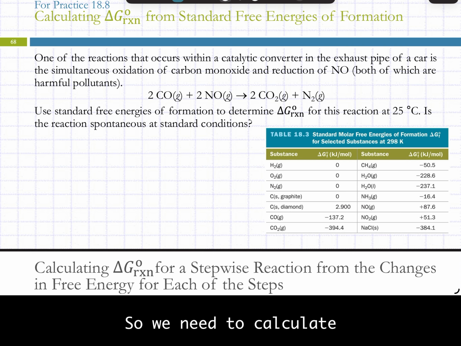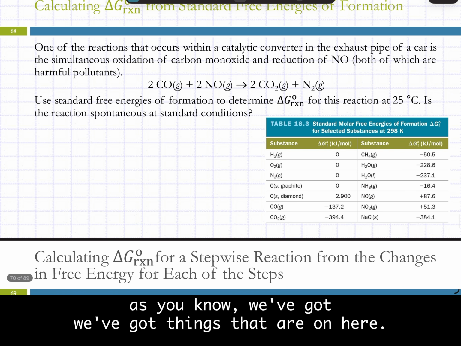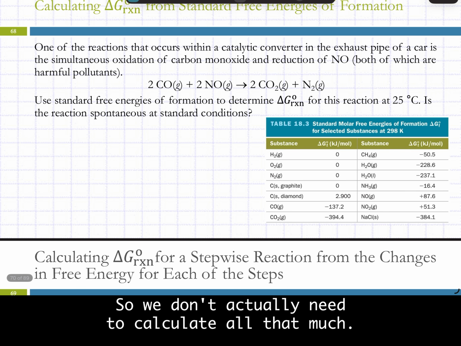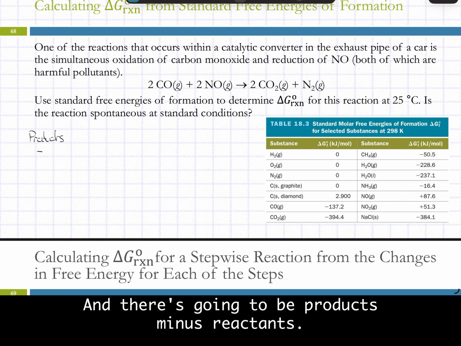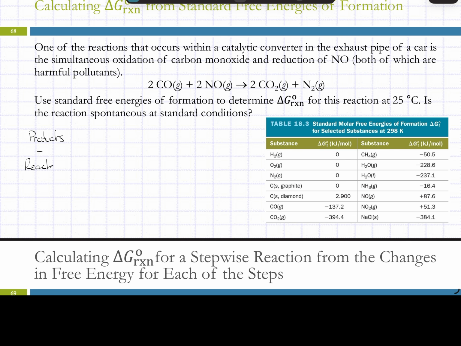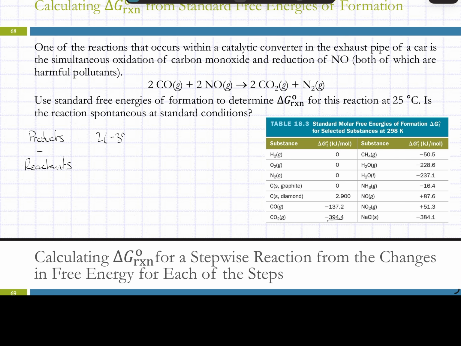So we need to calculate free energy of, actually no, we've got things that are on here, so we don't actually need to calculate all that much. But again, I want to set this up as products, and then it's going to be products minus reactants. So for my products, it's going to be 2 times CO2. So CO2 is negative 394.4.